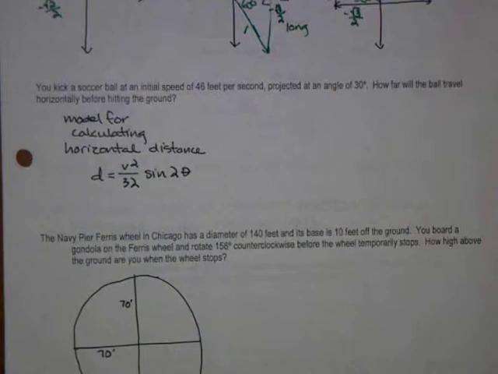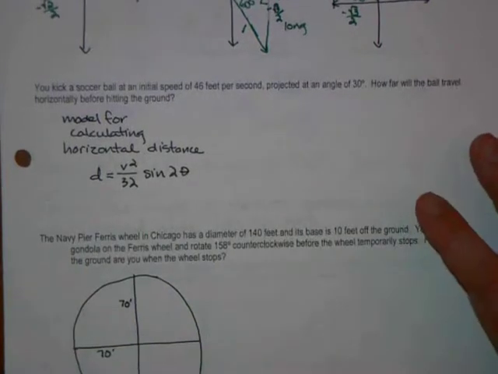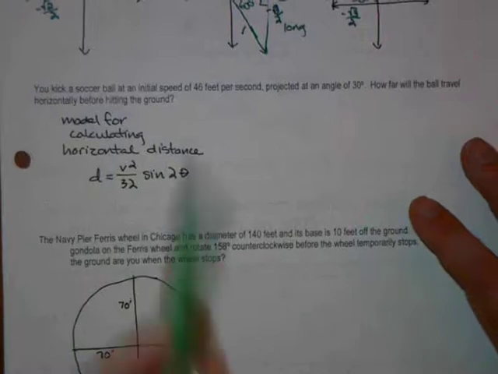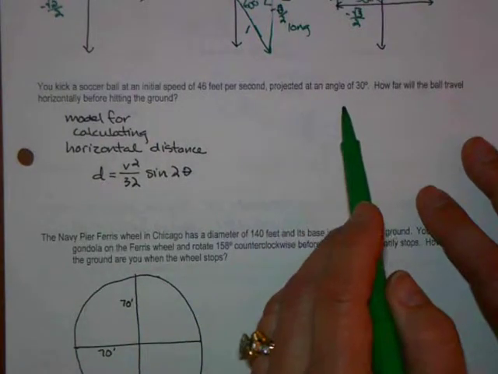You kick a soccer ball at an initial speed of 46 feet per second. How do you know that? They have machines that measure that. Soccer's not even a real sport. Yeah, exactly. Stop whining. Your whines are on the video, I'm just saying. Okay. Projected at an angle of 30 degrees.